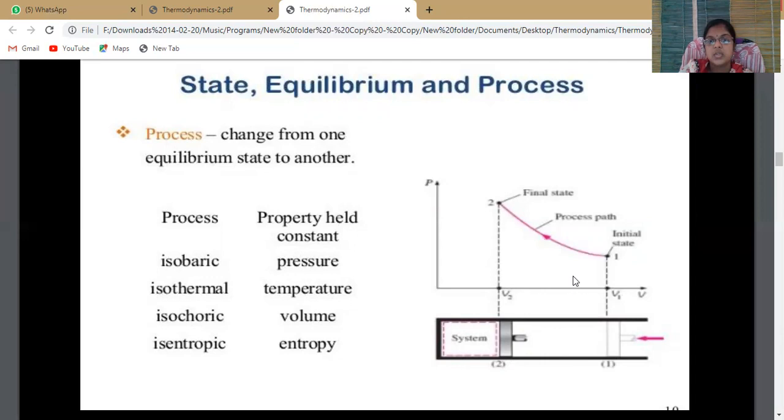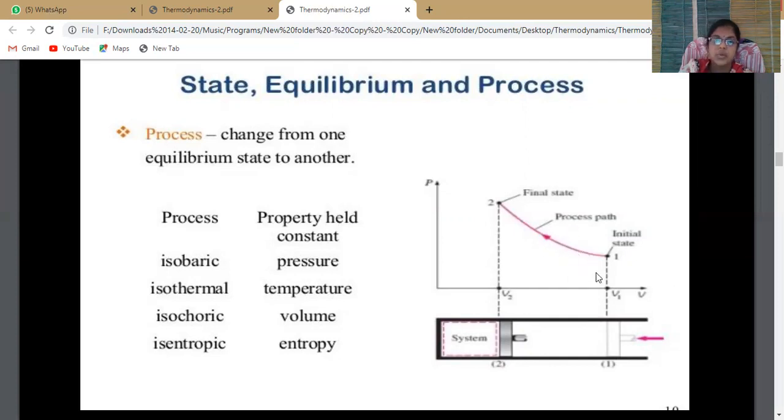Okay, so what is path? Here, from state 1 to state 2, in between we have an infinite number of states. So we are connecting each and every state: state 1, state x1, state x2, and so on. The number of states between 1 and 2 is known as a series of states. So by connecting the series of states, finally connecting 1 to 2, that is known as a path.